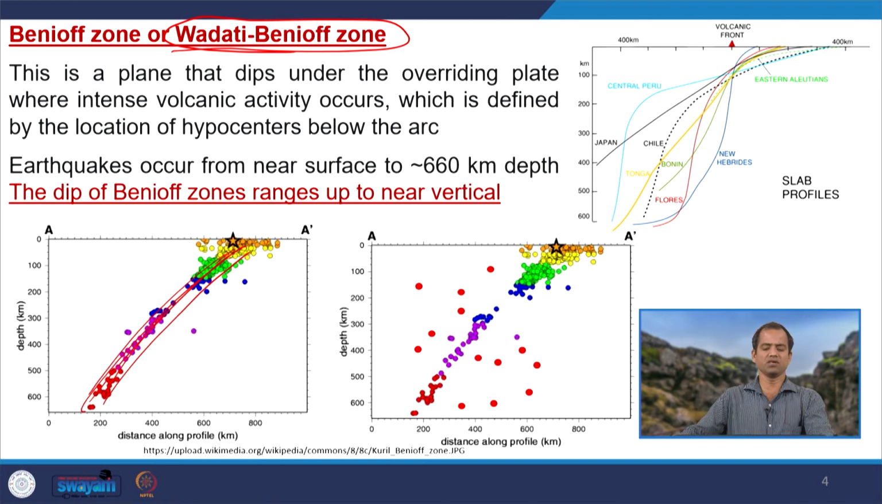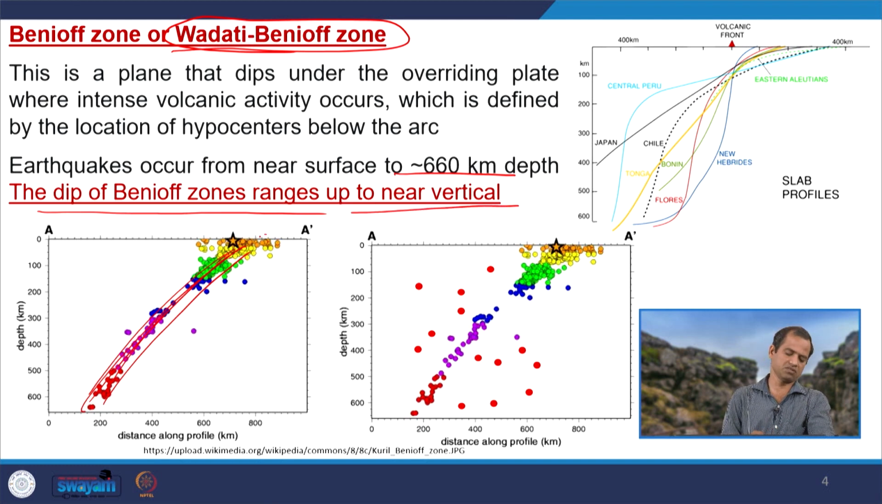Earthquakes occur from near surface to about 660 kilometer depth, and the dip of the Benioff zone ranges to near vertical. For example, if you see this plate is subducting down, and the earthquakes occur from near surface to around 660 kilometer depth. Why 660 kilometer depth? Because up to now no earthquake deeper than 660 kilometer has been recorded. So, that is why we believe the plate retains its rigidity up to 660 kilometer. So, that is why this Benioff zone is here.